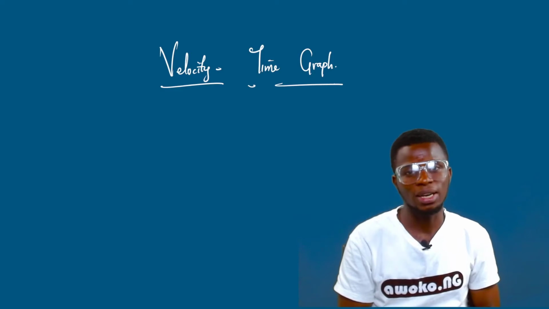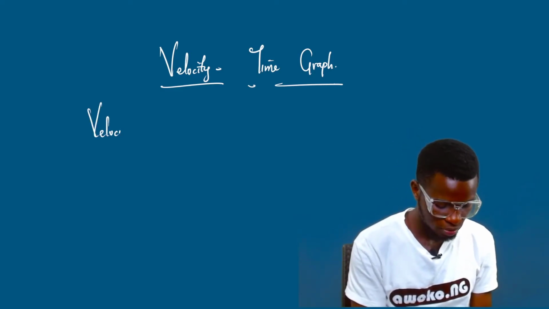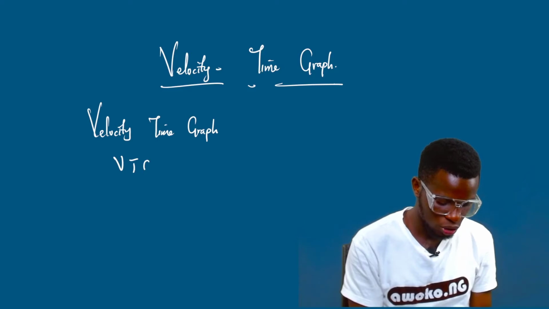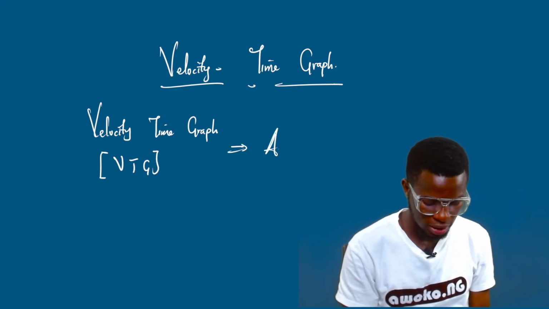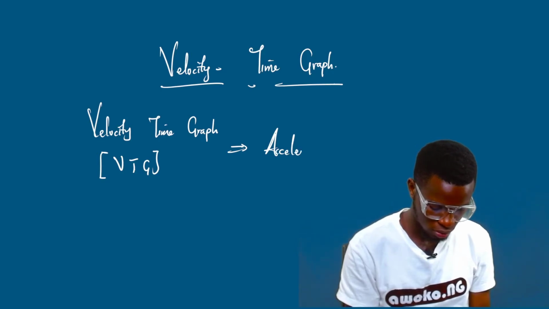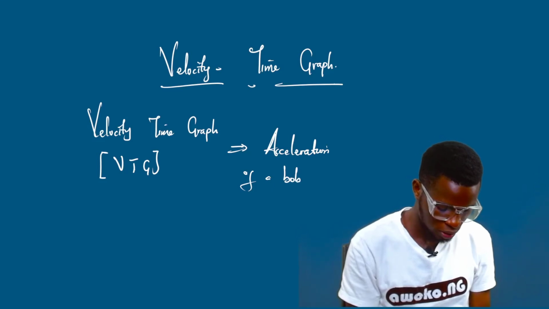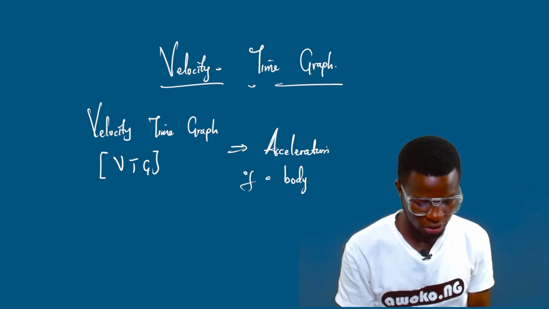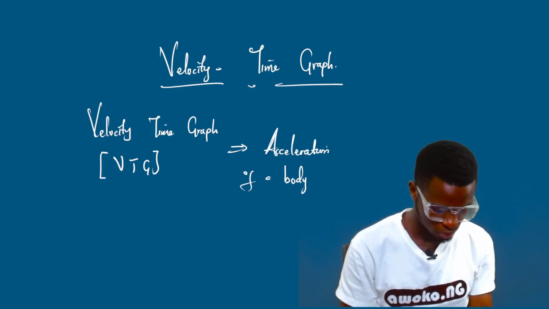That is a likely exam question. So the velocity time graph, just permit me to write VTG. Okay, the velocity time graph shows the acceleration of a body or the acceleration of an object. Okay, now let us consider the graph below.